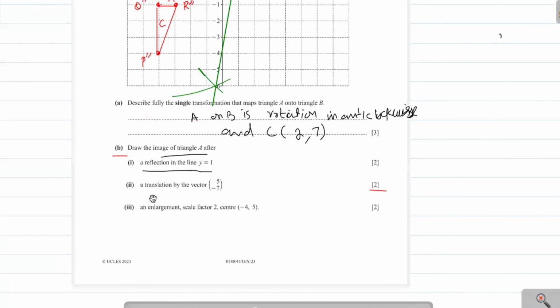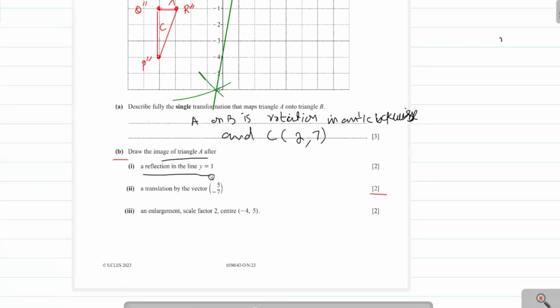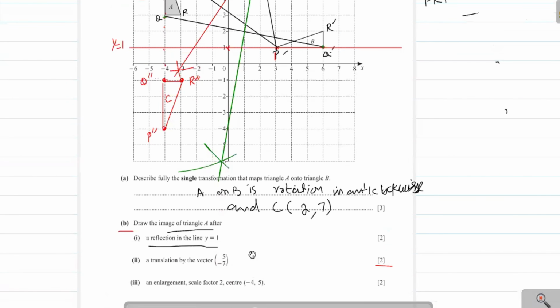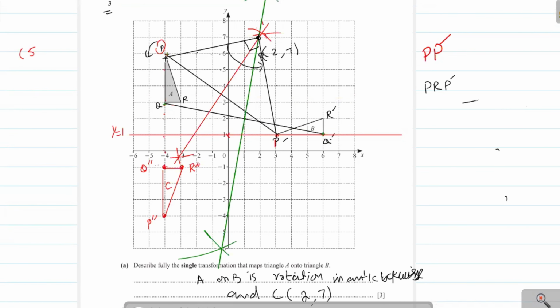Next is the translation vector 5, minus 7. Draw the image of triangle A after a translation by vector 5, minus 7. Move each point of this triangle 5 unit right and 7 unit below. Negative means 7 unit below. Now you see here firstly we move right side. Now right side 1, 2, 3, 4, 5, and 7 unit below 1, 2, 3, 4, 5, 6, 7. This is the point, and we name it as P triple dash.